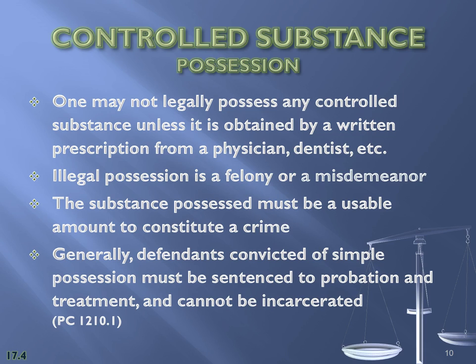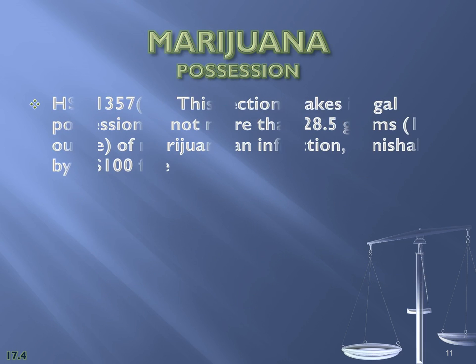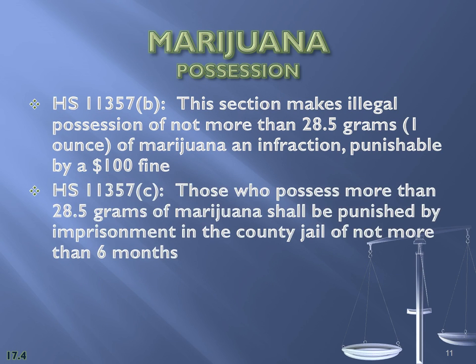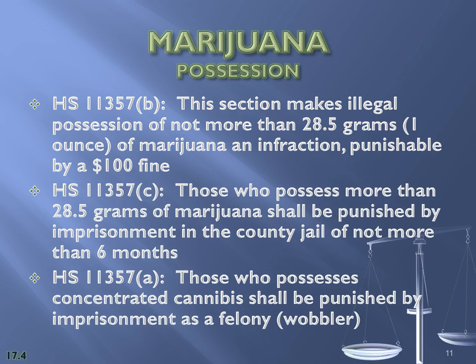The substance possessed has to be a usable amount. It can't just be residue in a package or in a bottle or something like that. And generally, defendants convicted of simple possession are sentenced to probation and treatment and not incarcerated. Now, while some of this has changed, keep in mind that we're going to go through what the textbook talks about, and then we'll look at the changes in the law probably in a separate little video or PowerPoint.